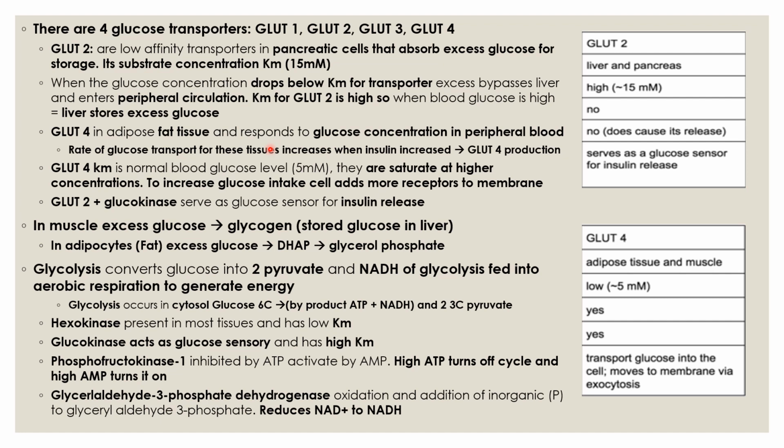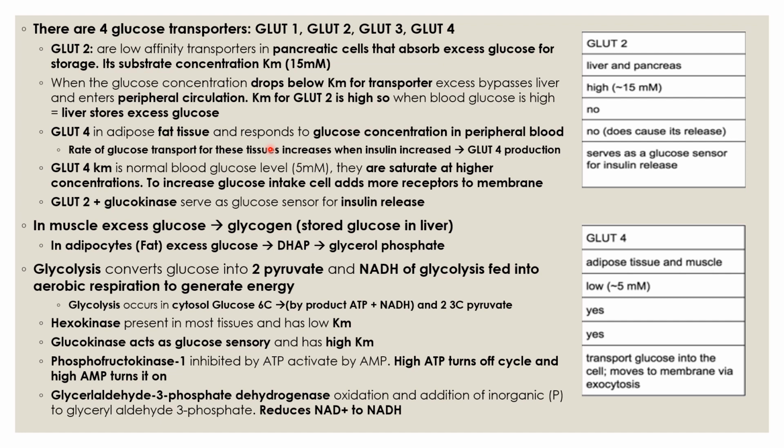So hexokinase, glucokinase, phosphofructokinase, and pyruvate kinase are irreversible enzymes, and these enzymes help with the breakdown from one step to another. Hexokinase is present in most tissues and has low Km. That's why in all the processes we're gonna see glucose using hexokinase to go into the next stage. Glucokinase, like I said, acts as a glucose sensor and has a high Km, same as GLUT2. GLUT2 and glucokinase have high substrate concentration.